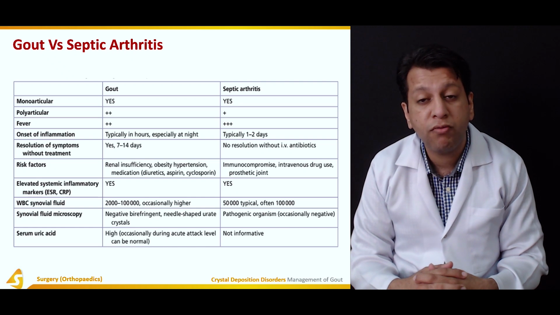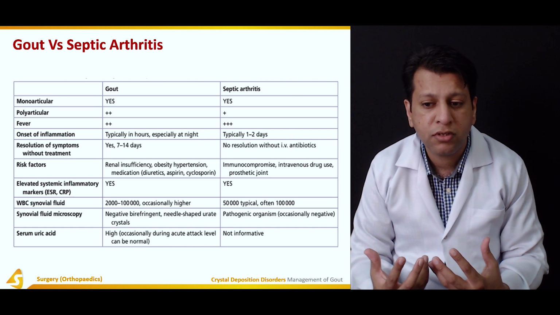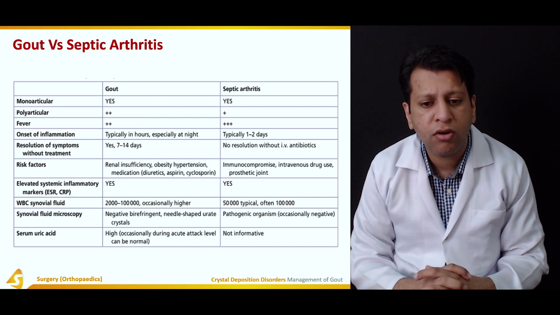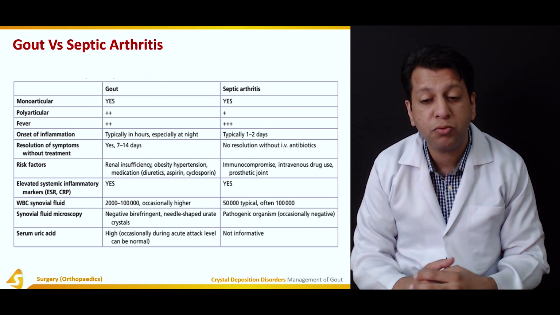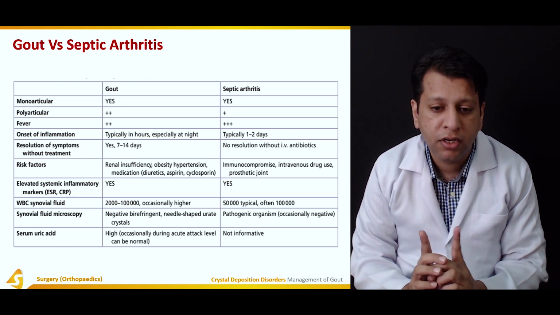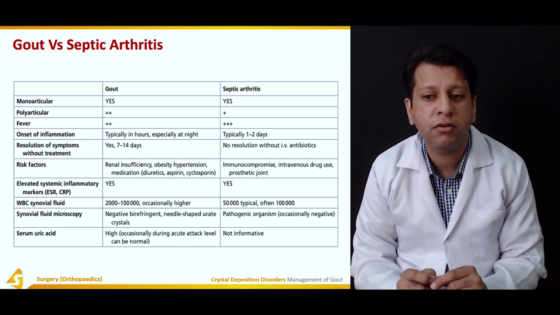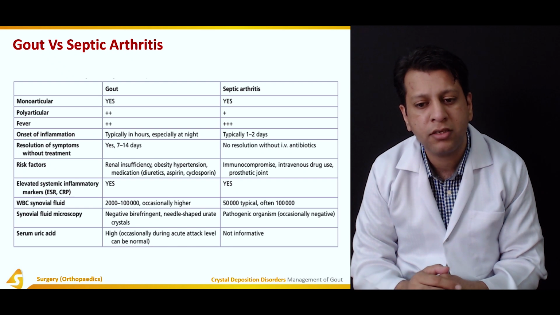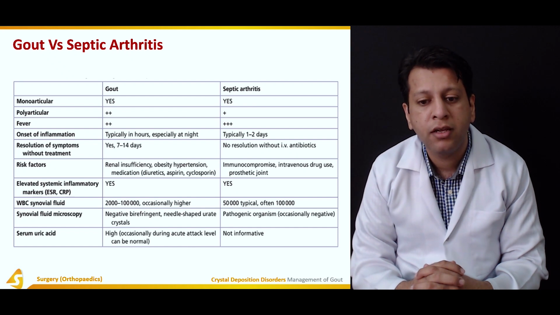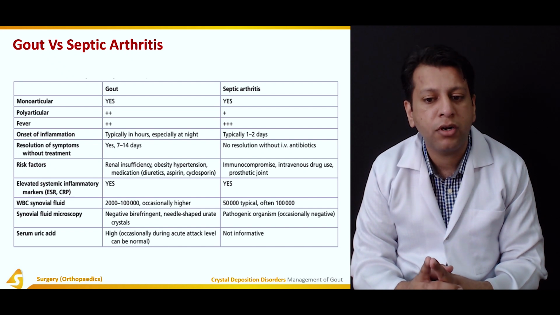If you see synovial fluid analysis of the knee joint, the count will be 2,000 to 100,000, but typically 50,000 and above. That is why sometimes it's very difficult to differentiate septic arthritis and gout. But the most specific test for differentiating gout from septic arthritis is synovial fluid microscopy in polarized light, which shows negative birefringence, needle-shaped urate crystals.